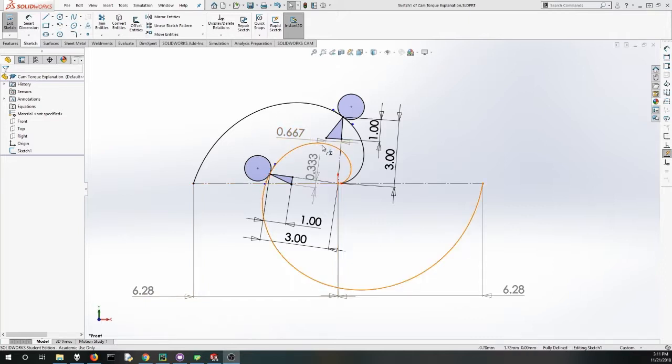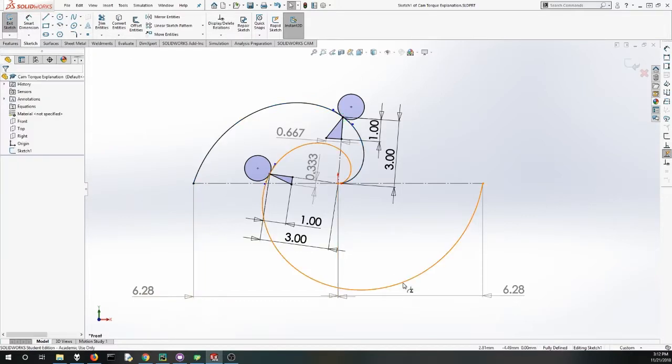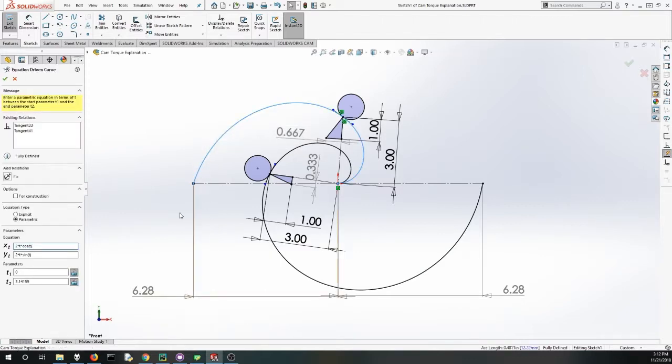So in this sketch I have two different cams. They both start at a radius of 0 and progress to a radius of 6.28, but this cam does it faster. It goes from its minimum to maximum radius in half a rotation, whereas this cam takes a full rotation to do so. So this cam has twice the slope.